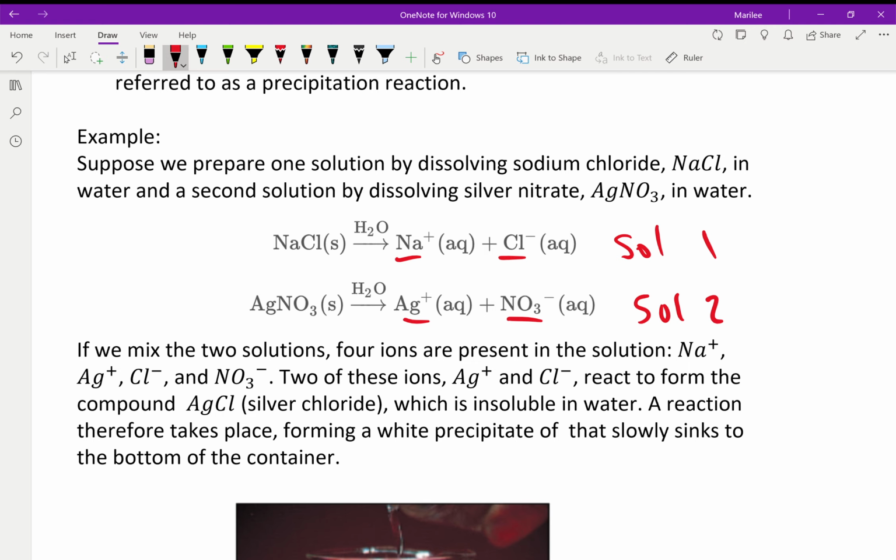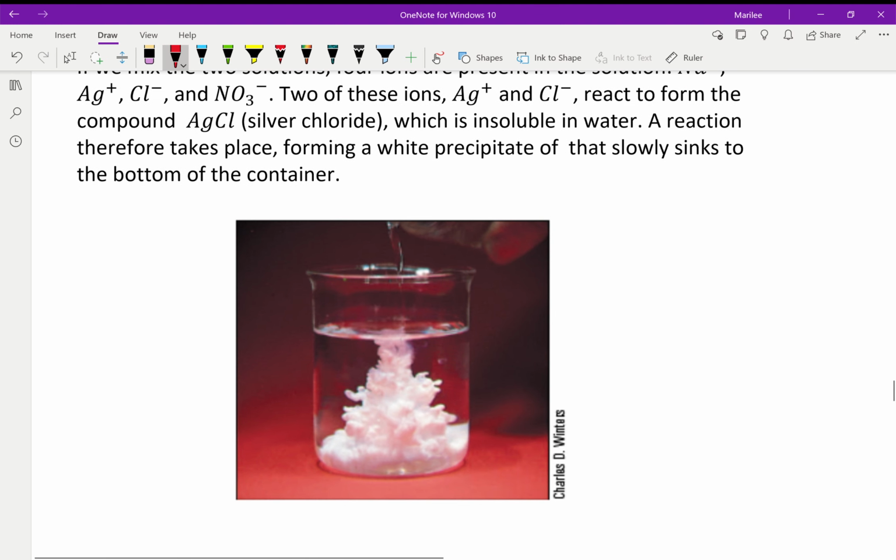2 of them will react, and those 2 are the silver and the chlorine, so Ag plus and Cl minus will react to form silver chloride. When silver chloride forms and is insoluble in water, it will be shown as a precipitate. If we look at this picture, once we mix these 2 solutions together, we'll have this white precipitate forming at the bottom. And that is our silver chloride.